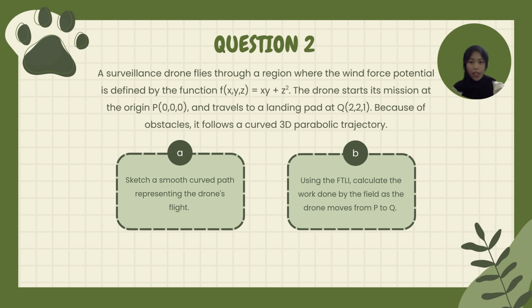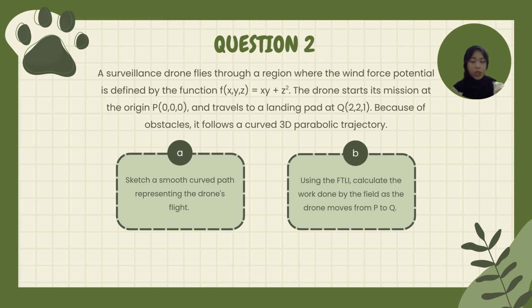To start, let's look at the scenario for question 2. We are monitoring a surveillance drone mission that takes place in a specific 3D region. The region where the drone flies isn't an empty space. It has a wind force. This force is defined by a potential function, which is f(x,y,z) = xy + z².